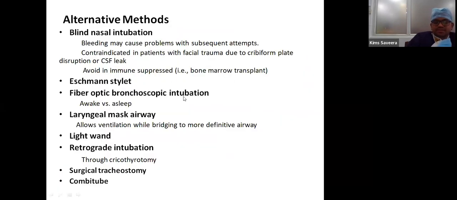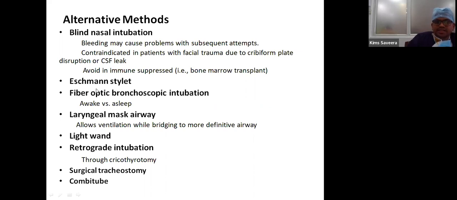Then the alternate methods for intubation, rather than the classical one, include blind nasal intubation, and we have different gadgets to help with difficult airway access. With blind nasal intubation, bleeding may cause problems with subsequent attempts, and it is contraindicated in patients with facial trauma due to the cribriform plate or CSF leak. Generally, we should avoid it in immune compromised patients like bone marrow transplantation, because if you damage the cribriform plate, the patient will land into meningitis.